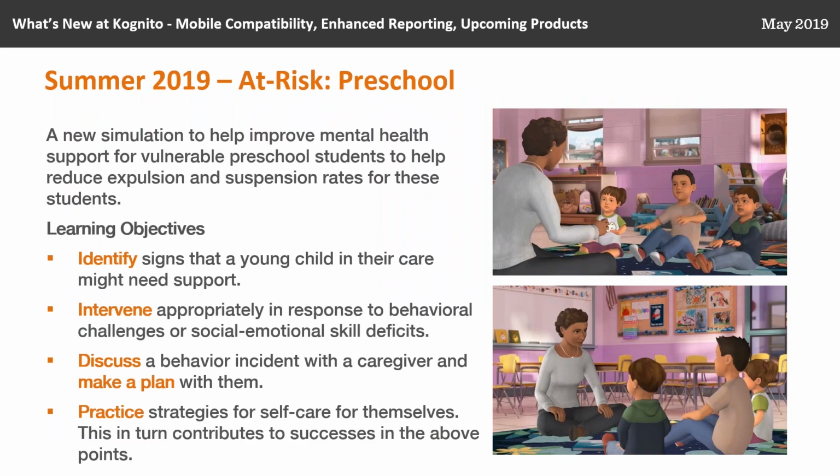Coming this summer for K-12 as well is At-Risk Preschool, a new simulation aimed to improve mental health support in the age 3 to 5 age range. Within this simulation, we encourage users to identify signs of young child support, intervene appropriately to behavioral challenges or social emotional skills, discuss the incidents with the caregiver, and develop a plan. The simulation also incorporates practice strategies for self-care for themselves.